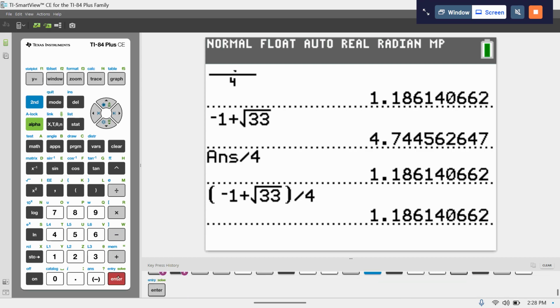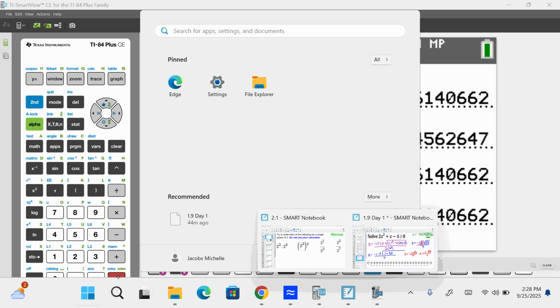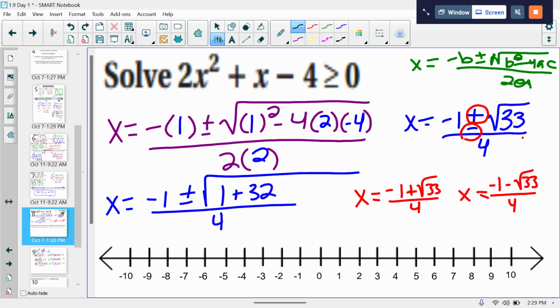So the answer's around 1.2. So let's write that down for a minute. Okay, that would be around 1.2. And let's go ahead and graph that on the number line. That'd be about right there. Remember, we're using a filled in circle because it's greater than or equal to. Whenever it can be equal to, we fill it in.